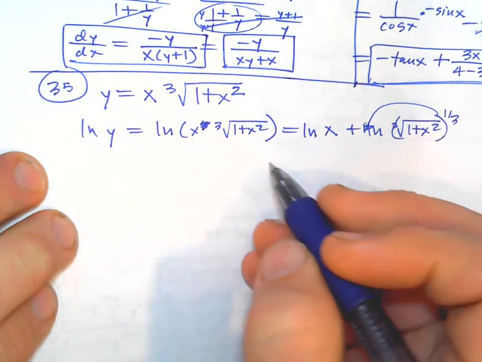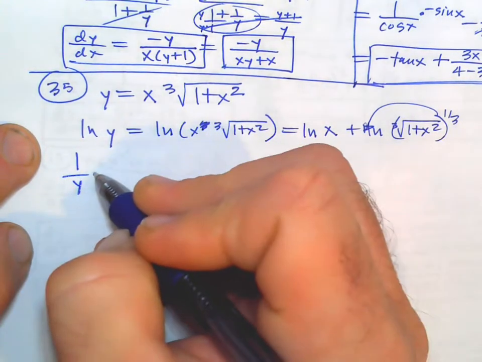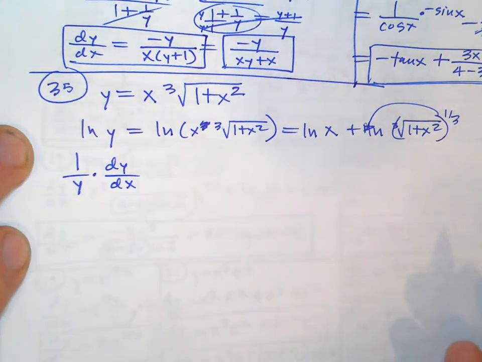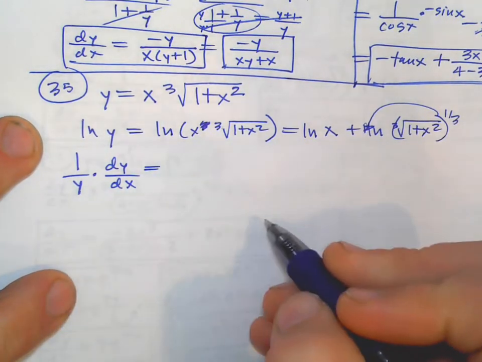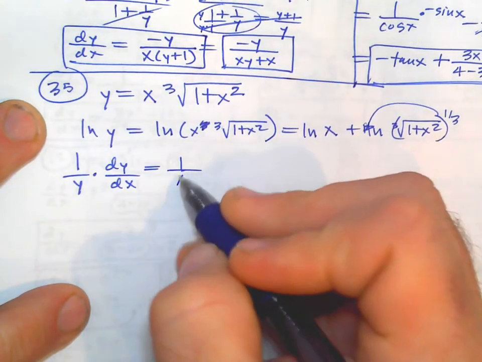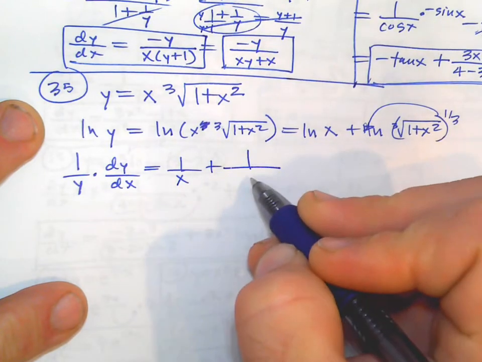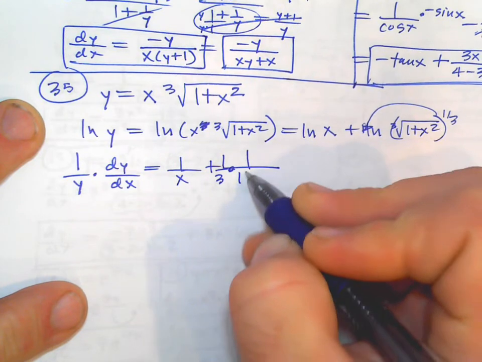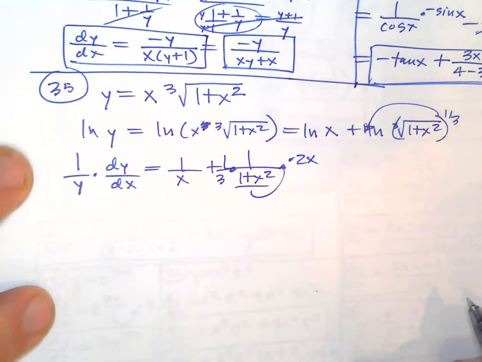So now the only thing is you have to do a little implicit differentiation. On the left-hand side, you get 1 over y dy dx. So this is a problem that we're going to do implicitly that was ready for explicit, but we complicated it to make things easier. 1 over x, plus 1/3 times 1 over what's inside times the derivative of what's inside, chain rule, and then that's it.